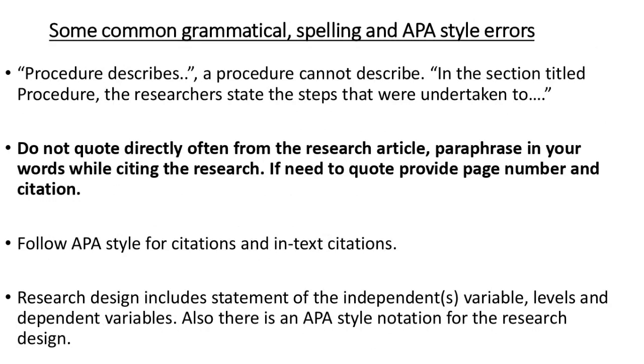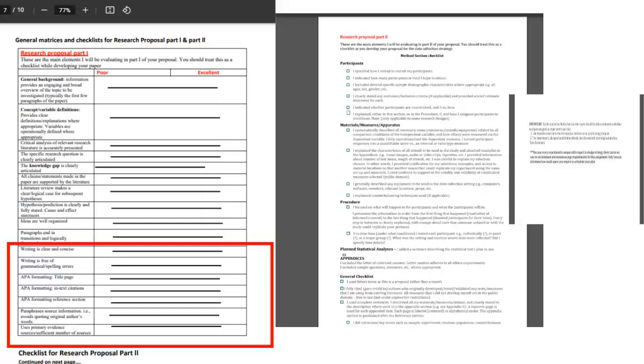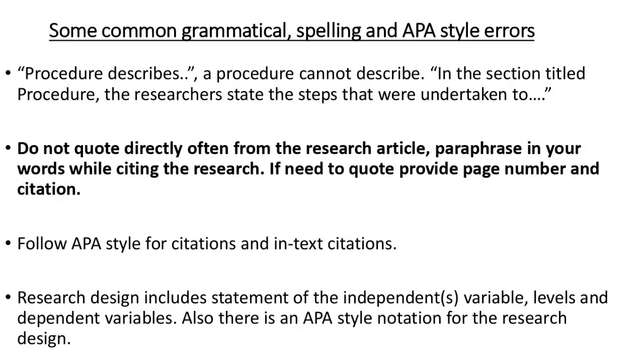A procedure can describe. It is better to say, in the section titled procedure, the researchers state the steps that were undertaken to. You could say the results demonstrated, that's fine. Do not quote directly from the research article; paraphrase in your own words. You'll notice from Donna's criteria that she says paraphrase source information and follow APA style for citations and in-text citations.